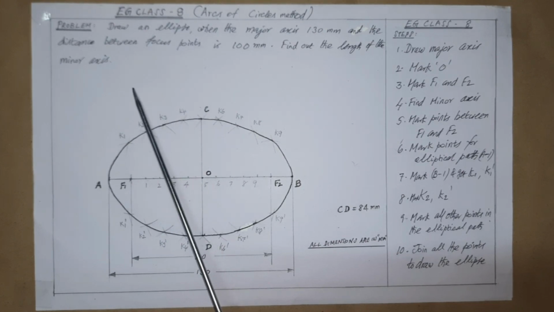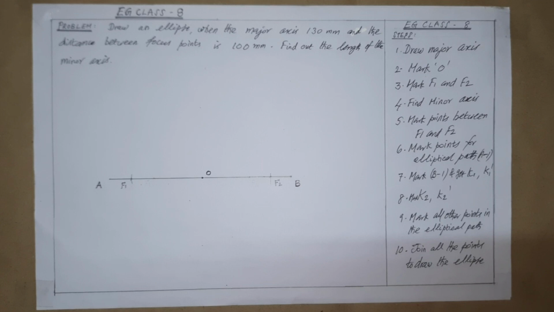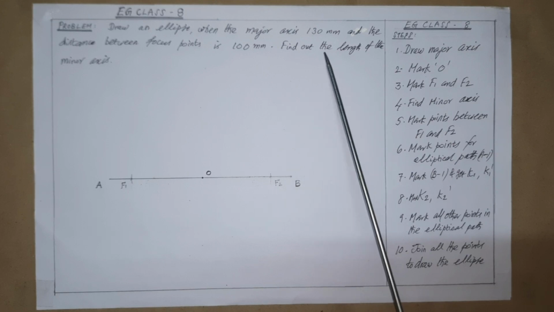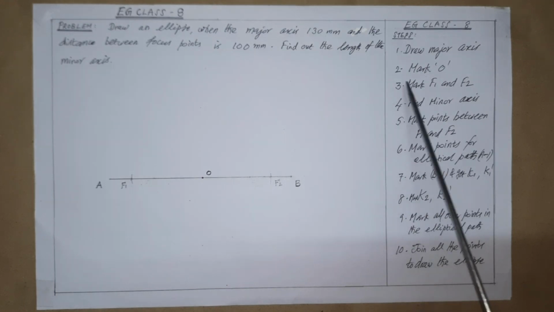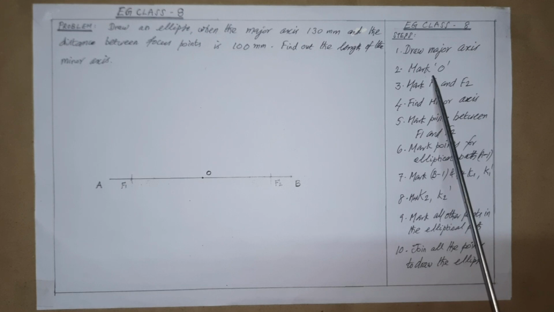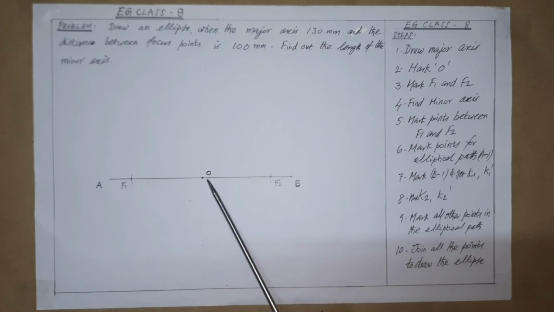For this, we see the steps one by one as given here. For this drawing, refer to the steps given. As per step 1, draw the major axis line AB 130 millimeter as shown, and this is given in the problem. Then as per step 2, mark the center of the line AB as O as shown here. This is the center of the line AB. Just by measurement, it may be marked as center.